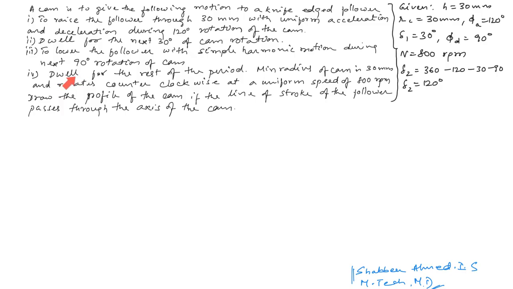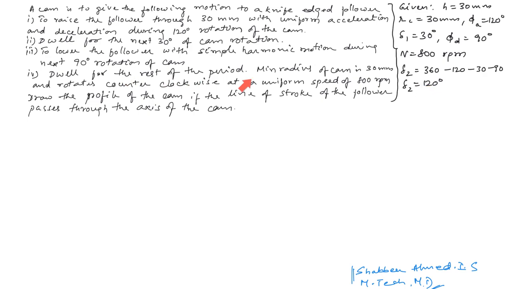Next, dwell for the rest of the period. For the remaining rotation of the cam, that is total for one complete rotation of the cam, the angle is 360 degrees. So if you subtract this angle of ascent, then dwell at the top, then angle of descent, you will get the dwell at the lower position. So this is the dwell to 120 degrees that we have to calculate.